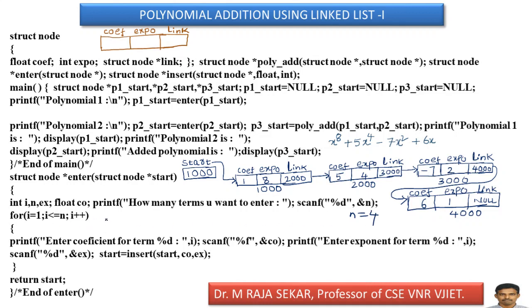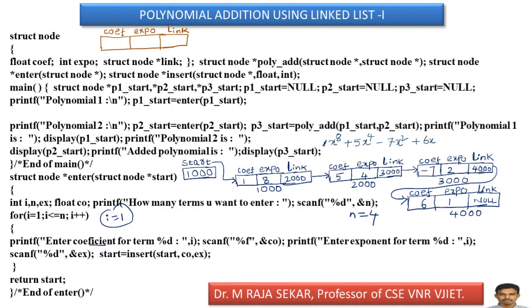i equal to 1, 1 less than or equal to 4, correct. Enter the coefficient for term %d. What is my i value? i value is 1. Therefore, enter coefficient for term 1. What is my term 1? 1x power 8. What is a coefficient? What is exponent? Here we are asking about coefficient.